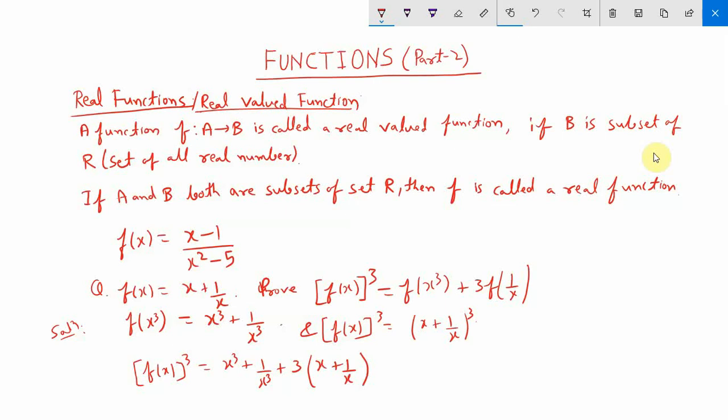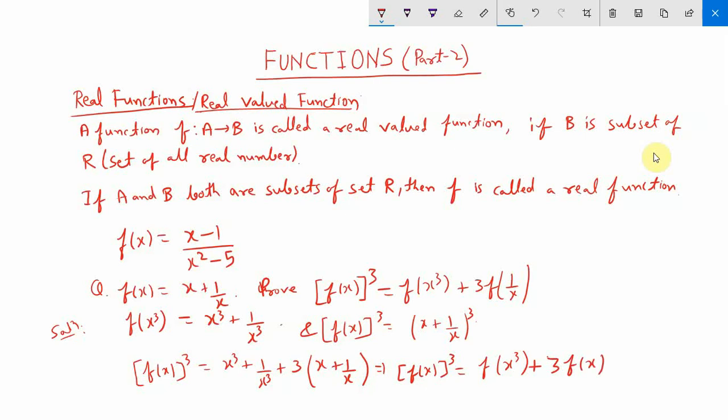Okay, so this we may write (f(x)) whole cube equal to f(x cube), which is x cube plus 1 by x cube, plus 3 into, if we see this one, can be written as f(x cube) plus 3 into f(x), because f(x) is x plus 1 by x.